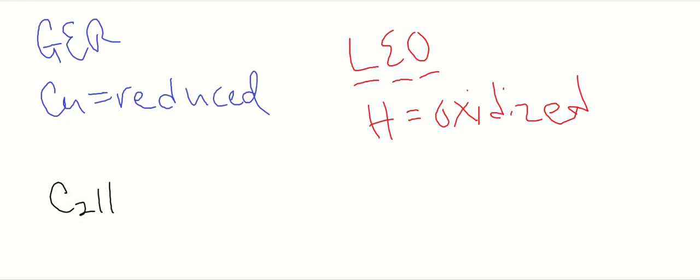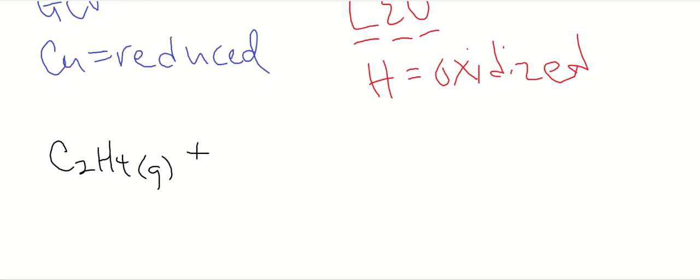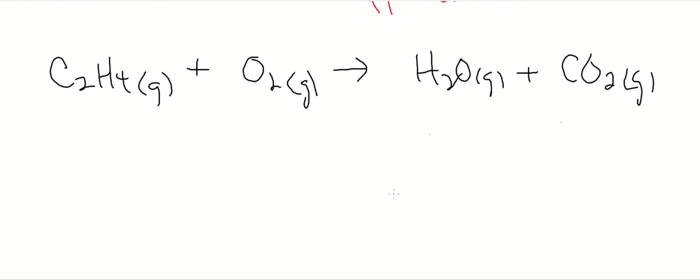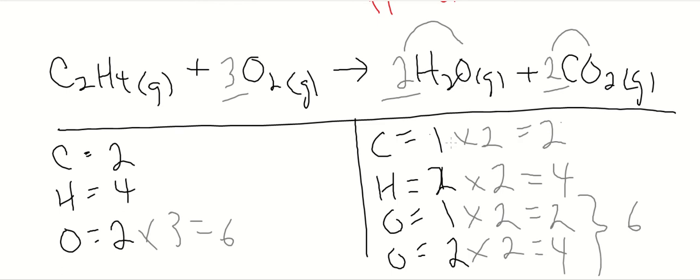All right, the combustion of ethene, C2H4. Combustion is going to require oxygen in the reactants, and complete combustion is going to produce water and carbon dioxide. Do we need to balance this? We do. Okay. There we go. We have it balanced. Let's figure out whether the carbon is being reduced or oxidized now.